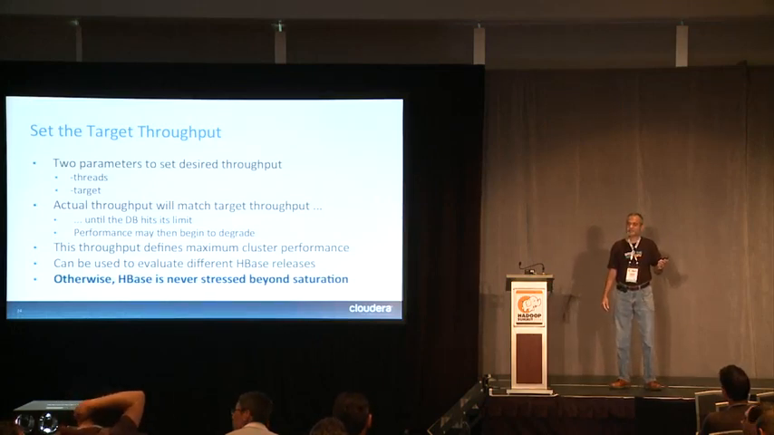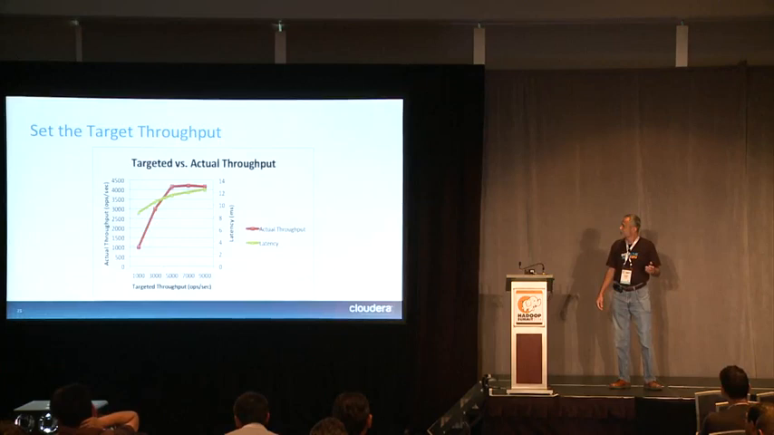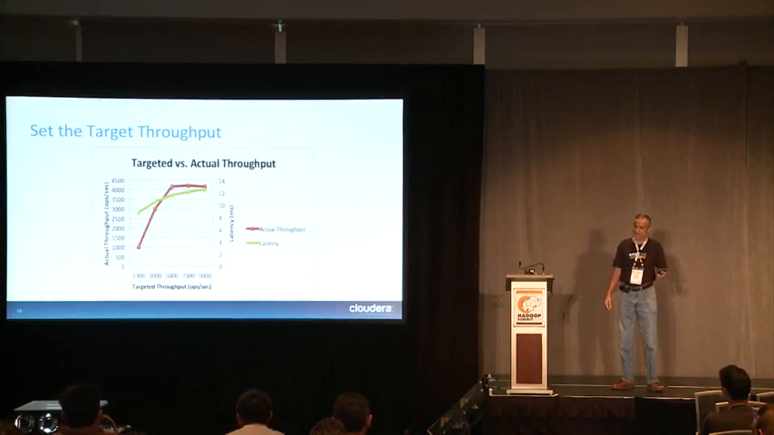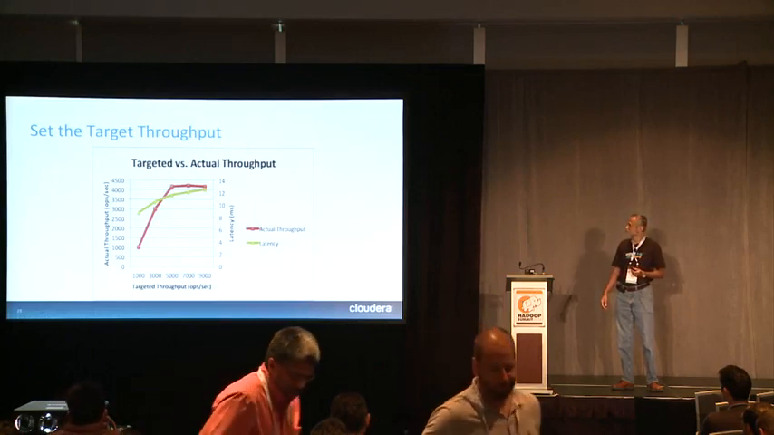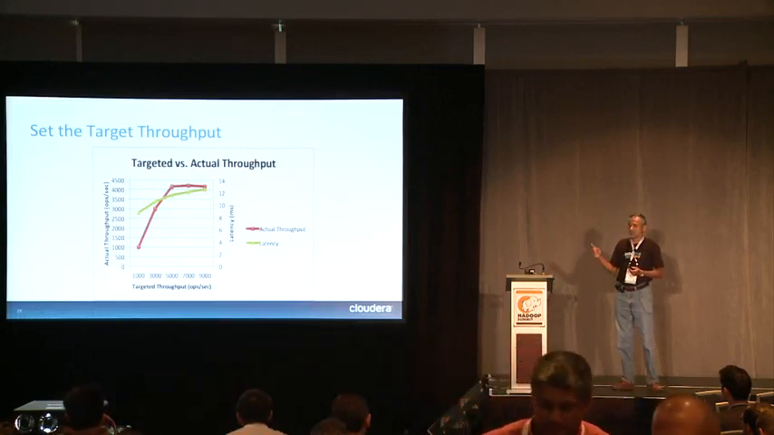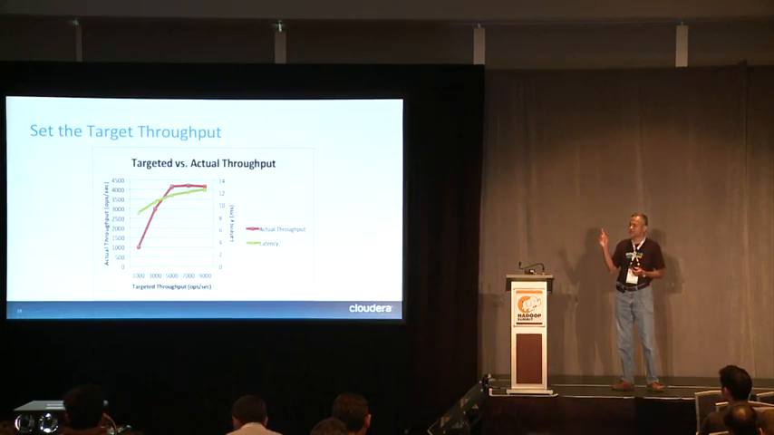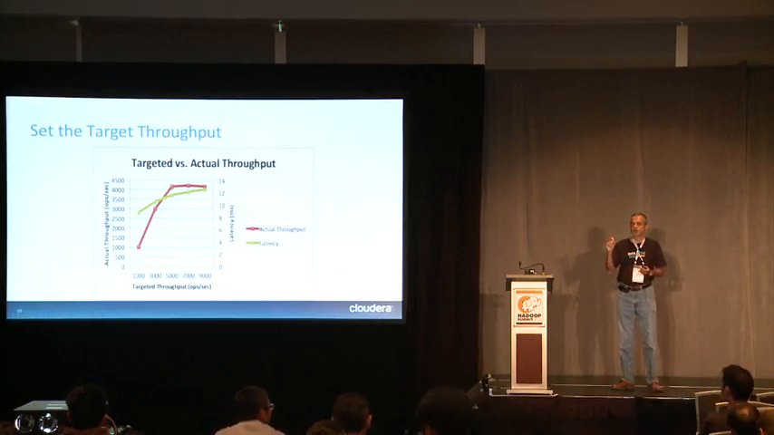So that point defines the point of saturation. And as you can see here, the y-axis shows you the actual throughput, and the x-axis is targeted throughput. As we increase the targeted throughput, the actual throughput rises until it flattens out. Latency degrades, but it can degrade even after the point of saturation. It's important for you to identify this point of saturation, because that is going to be what determines the performance of your HBase installation.